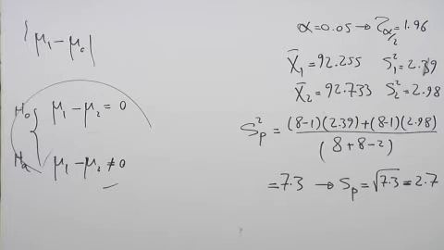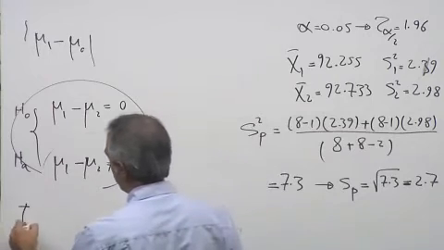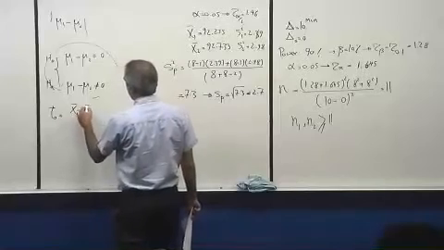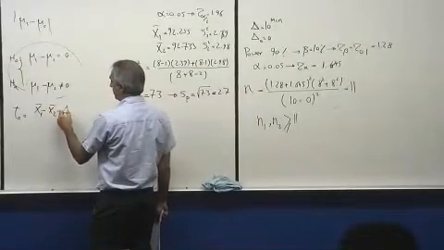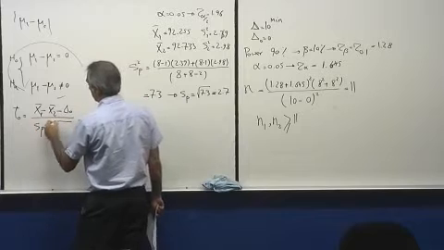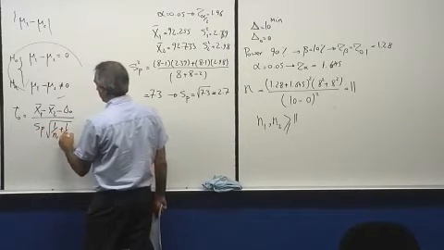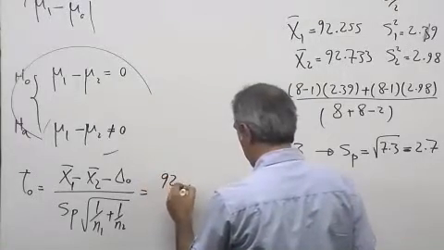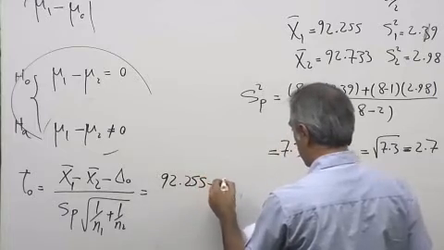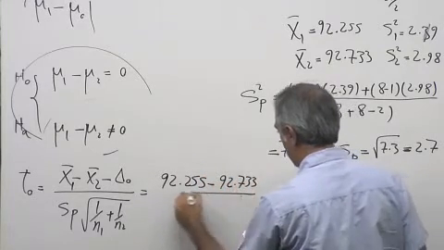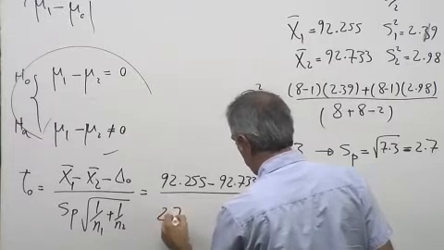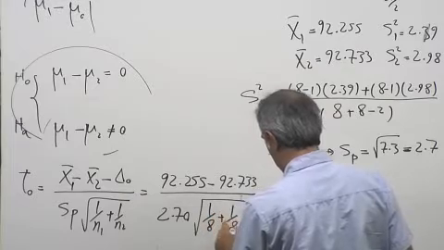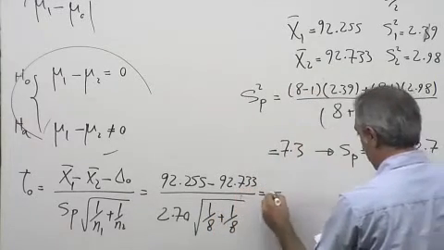So what is the next step? Find T0. So X bar 1 minus X bar 2 minus delta 0 divided by SP times the square root of 1 over N1 plus 1 over N2. In this case it is 92.255 minus 90.733 divided by 2.70. Actually, I made one mistake here.